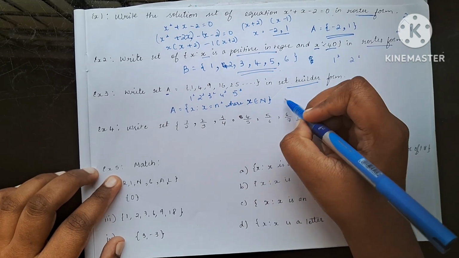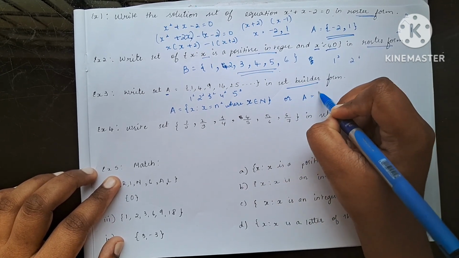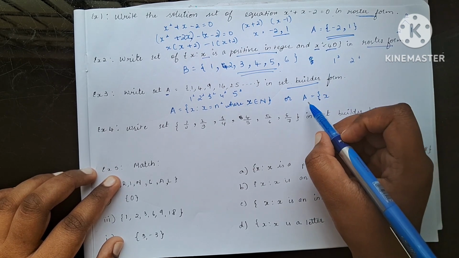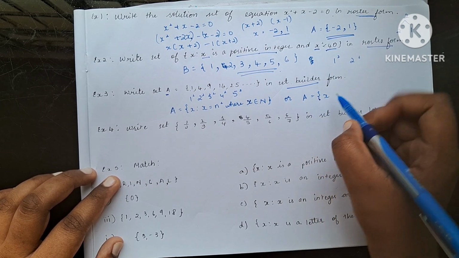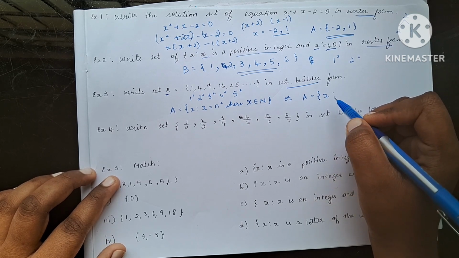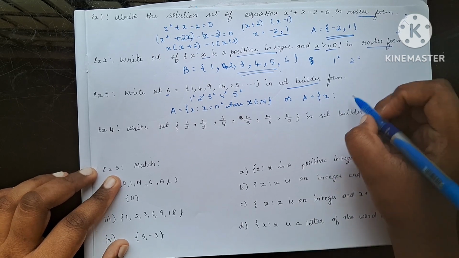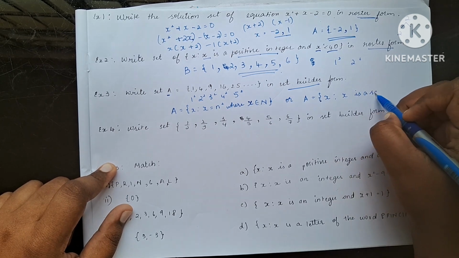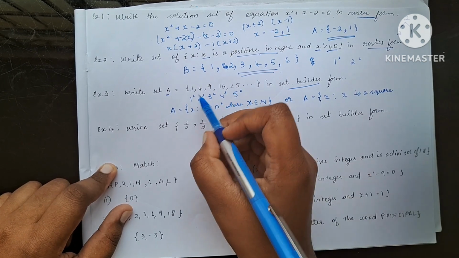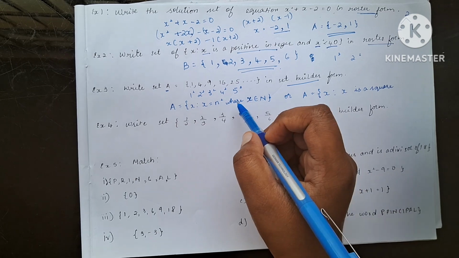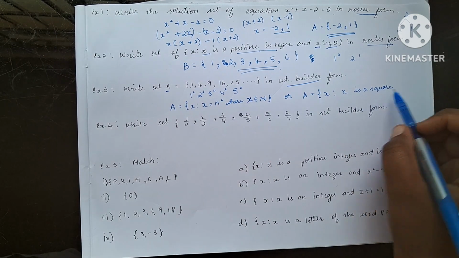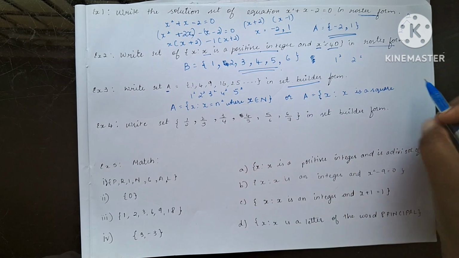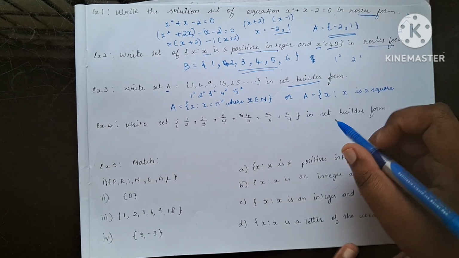Now, you could also write it as set A is equal to x such that. Remember, the colon reads as "such that." x is what? x is a square number. You have to be very specific when you're writing. So x is a square of what? All the positive natural numbers. Natural numbers are always positive.